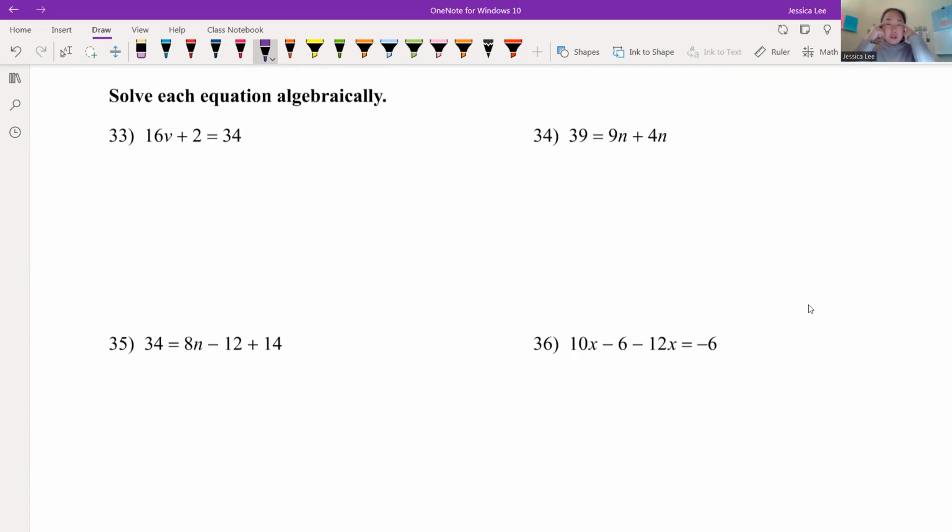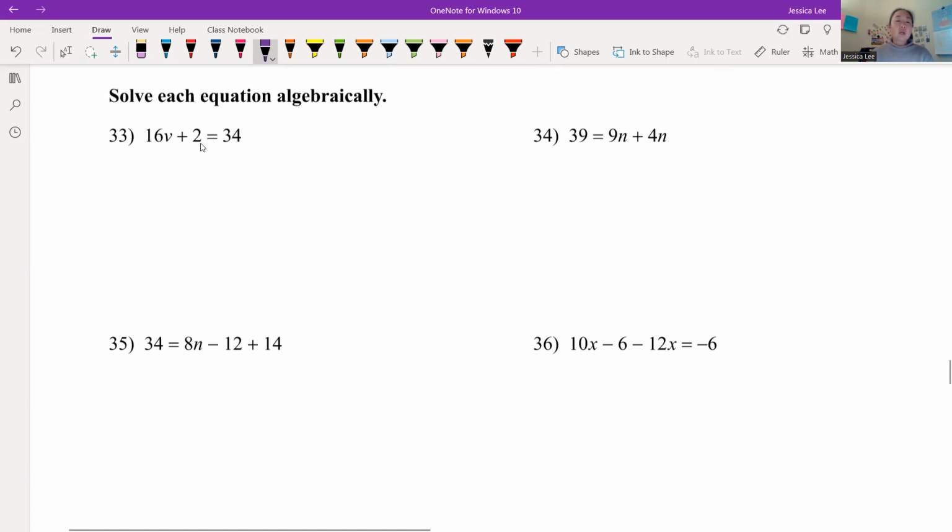Some of you guys can do this in your heads. Like you can try and figure out, well, what number, if I multiply by 16 and add 2, would give me 34. And that's great. But we're getting ready for Algebra 2 and on, right? So you need to actually learn how to do these algebraically so that you can solve more complex problems, okay?